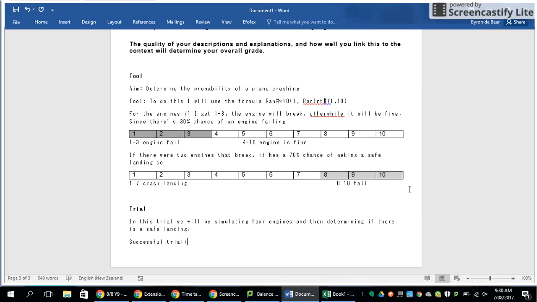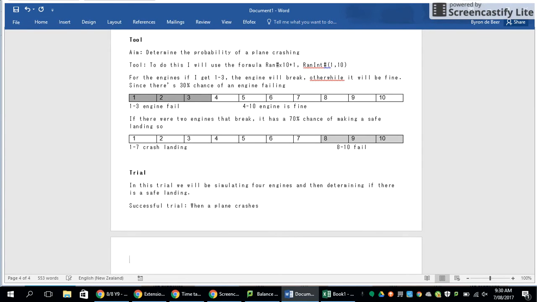So you have to say what is in the trial, what makes up the row, as well as what is successful. So a successful trial is when a plane crashes. So you got to put an example. For example, and this is where we might have to set up what it looks like.